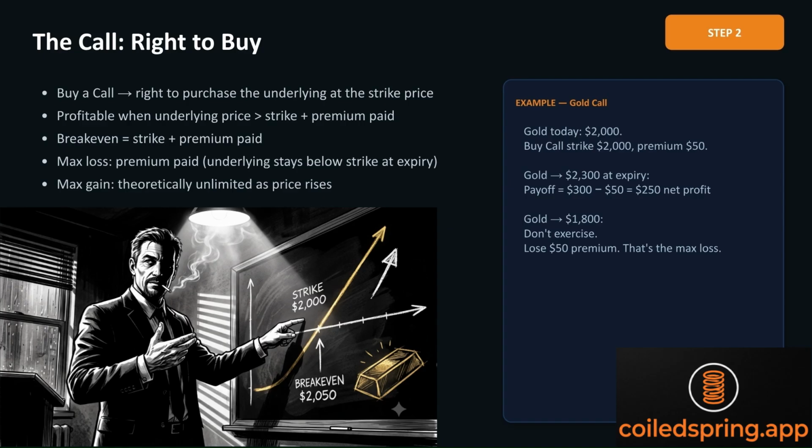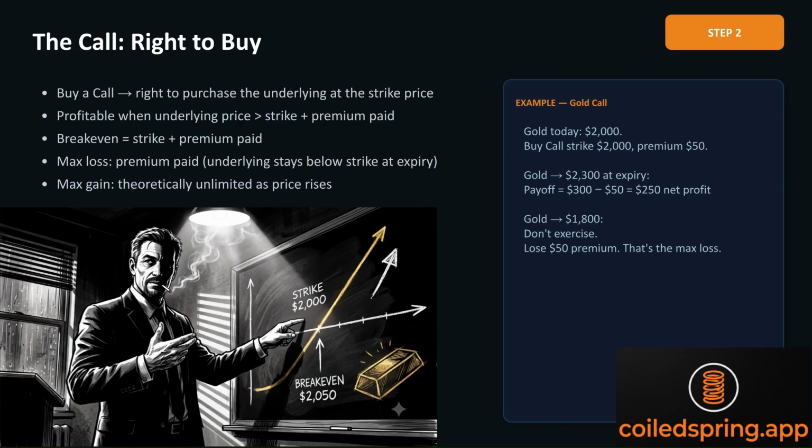The math is straightforward. The underlying asset has to rise above your strike price plus the premium you paid. That total is your break-even point, the exact price at which you start making money. Below break-even, you're in the red. Below the strike, you wouldn't even exercise. Why buy something at $200 if the market price is $180? You just walk away, and you lose the premium you paid. That is your maximum loss. Defined, fixed, known before you even enter the trade.